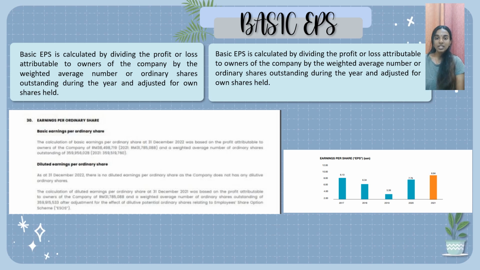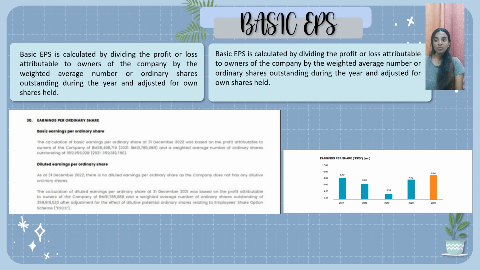Comparing the basic EPS for two years. In 2021, basic EPS is calculated by dividing the profit or loss attributable to the owners of the company by the weighted average number of ordinary shares outstanding during the year and adjusted for own shares held. The calculation of basic earnings per ordinary share on 31st December 2021 was based on the profit attributable.